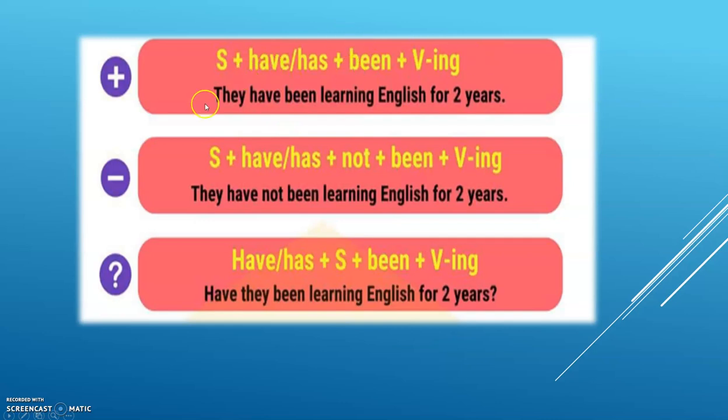Now present perfect continuous tense, look at the example. They have been learning English for 2 years. This is positive. Positive means what? Affirmative sentence. Clear? Now we come to negative. Negative is what? They have not been learning English for 2 years. Then, this question mark is what sentence? Come on children, tell me. Interrogative, right? Interrogative is question. So, how will you write the question? Have they been learning English for 2 years? Question mark. Now, this is present perfect continuous tense.